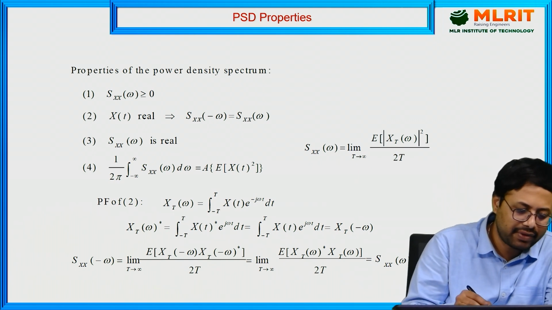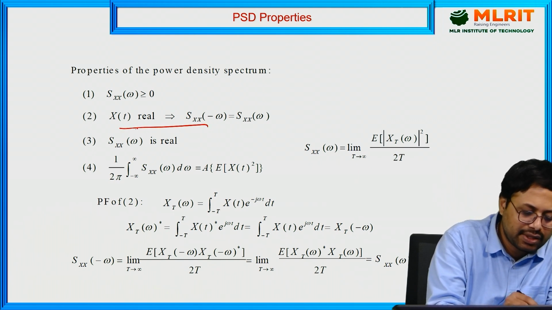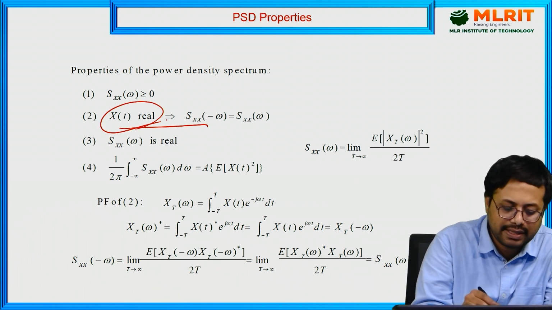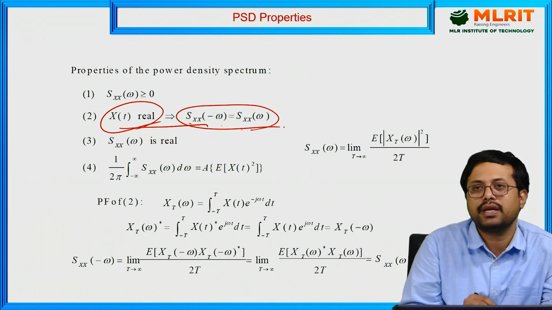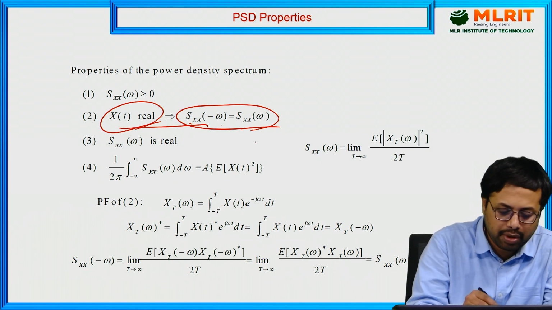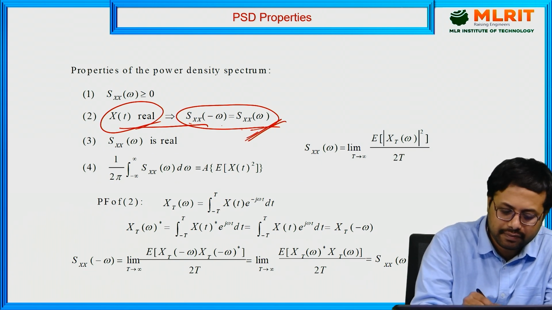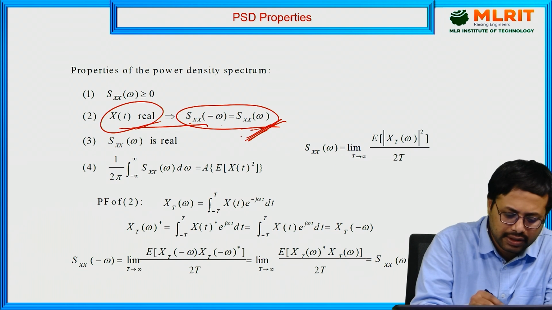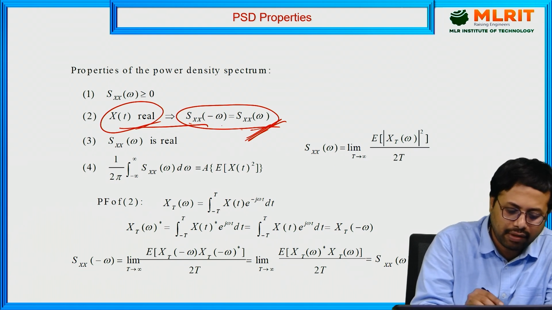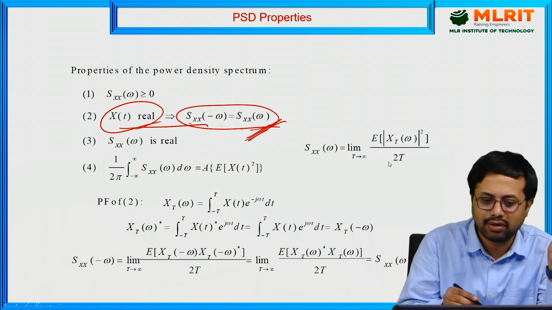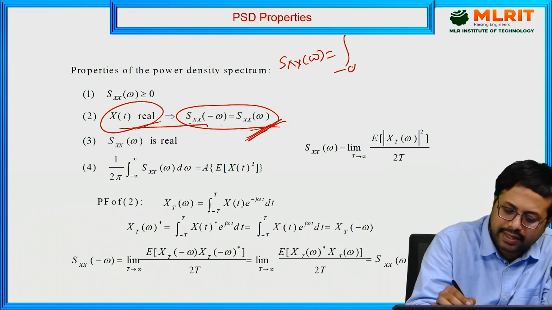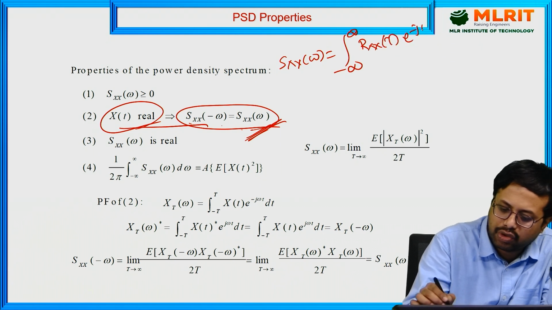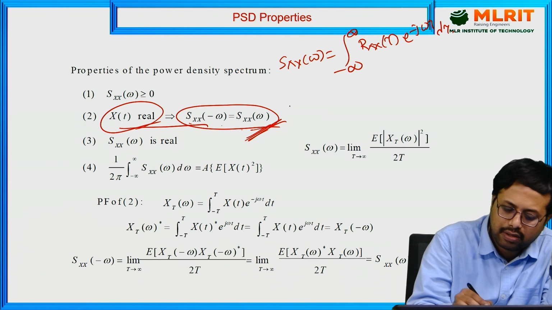Now the second property tells that X(t) is real, then S_XX of minus omega is equal to S_XX of omega. It satisfies the symmetry property, and it is an even symmetry property. You know the definition: S_XX of omega is equal to integral from minus infinity to infinity of R_XX of tau e power minus j omega tau d tau. Okay, you do the proof.